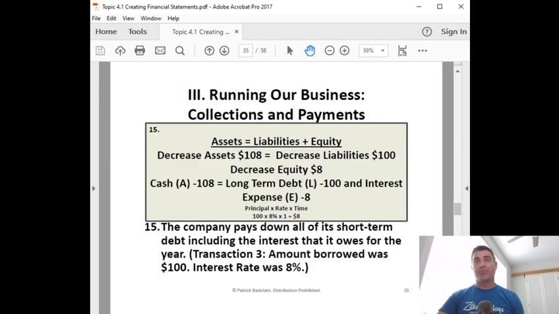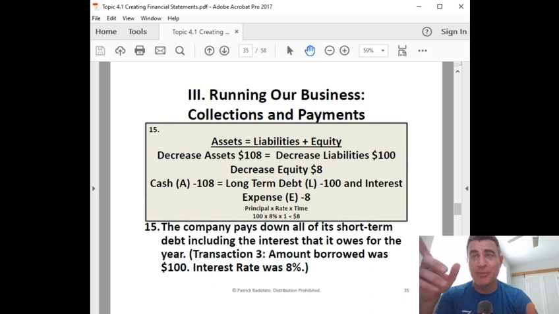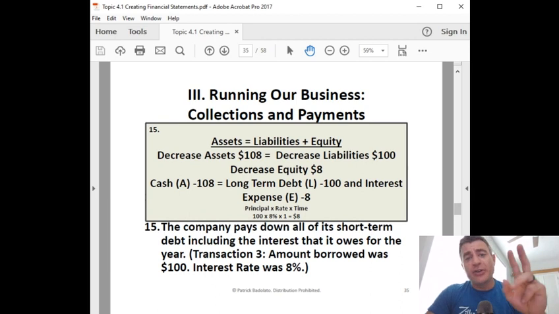All right, let's jump into 15. Excuse me. In this case, you kind of assume at the end of the year, we are going to pay down all of our short-term debt, including the interest that it owes for the year. So for the year, meaning we held it basically for one full year. This relates to transaction 3. Not that you need to have remembered that, but if you're curious, I put it in here so I didn't make a mistake. What do I do here? Well, I need to consider there's actually two things that I'm paying for. I'm paying the principal $100, but I'm also paying interest I've incurred for the year of having the debt outstanding.